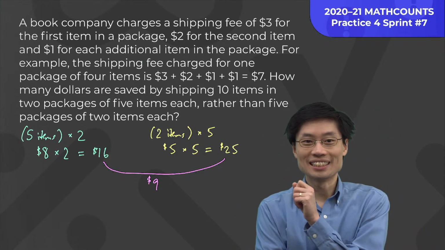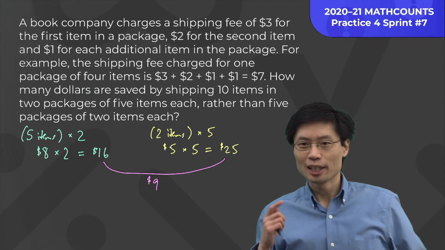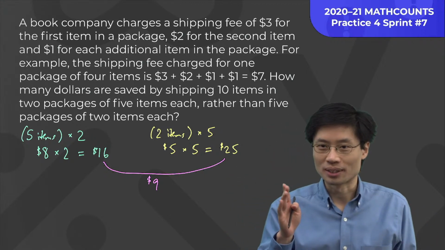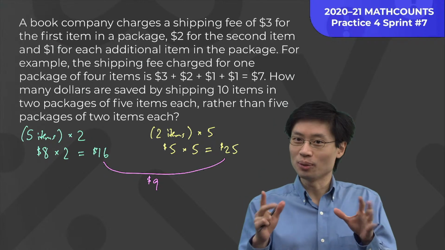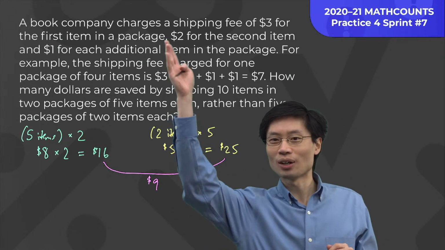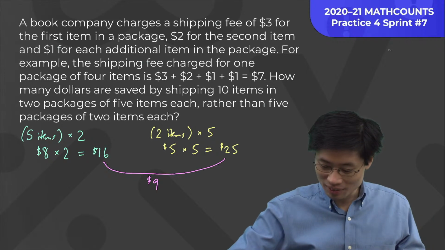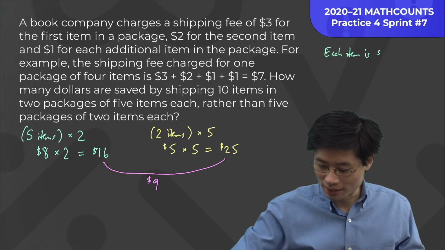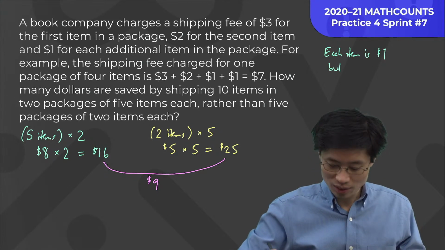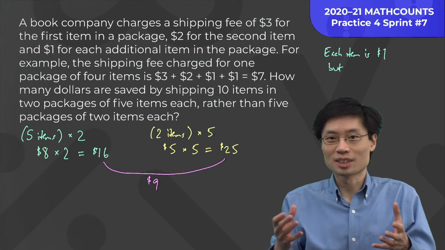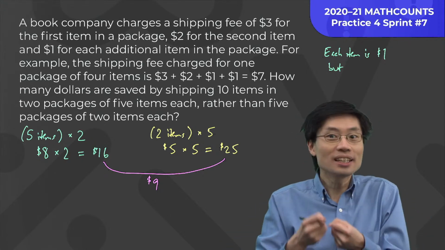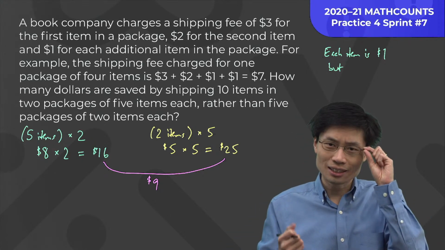Now it turns out there's another way to see this. The other way to see that the answer is $9 is, let's pretend that the way this company works is they say, all this nonsense up there, there's another way to think of all of this. The way to think of this is that each item is $1. But the box, somehow when you make a package, the beginning of it is more expensive.